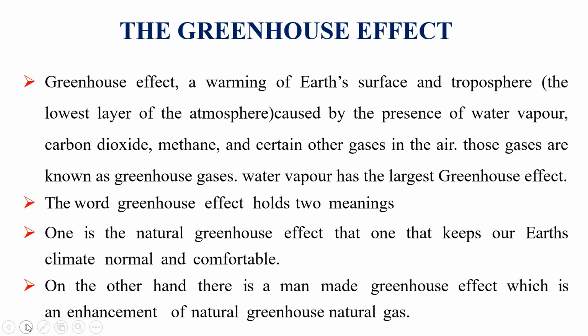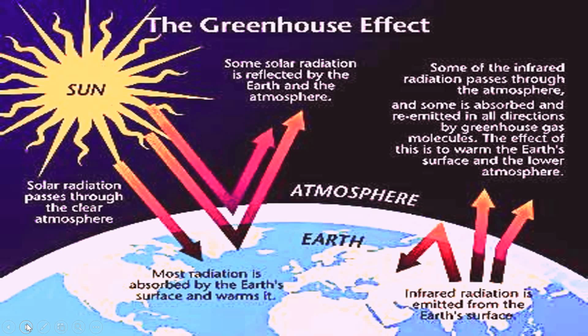The term greenhouse effect holds two meanings. The first is the natural greenhouse effect, which keeps our Earth's climate normal and comfortable. The other is the man-made greenhouse effect, which is an enhancement of the natural greenhouse effect. This figure shows the greenhouse effect: of the incident solar radiation on Earth's atmosphere, about two-thirds is reflected and about one-quarter comes in on Earth.